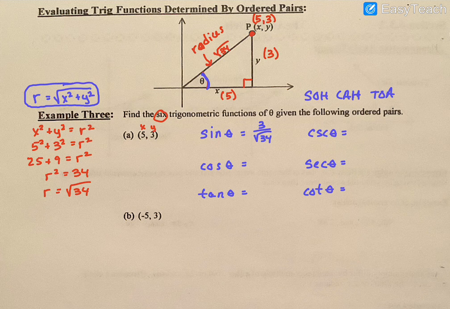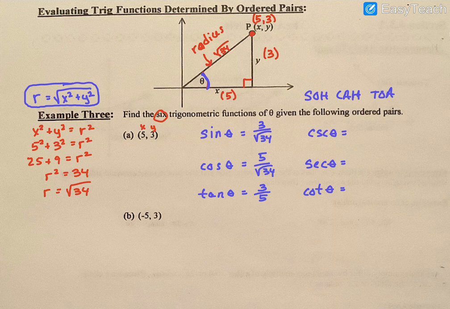Cosine is going to be adjacent over hypotenuse. And we look at adjacent over hypotenuse, we're looking at the x over the radius. So 5 over square root of 34. And tangent, TOA, opposite over adjacent, or it's always going to be the y over the x, which in this case is 3 over 5.